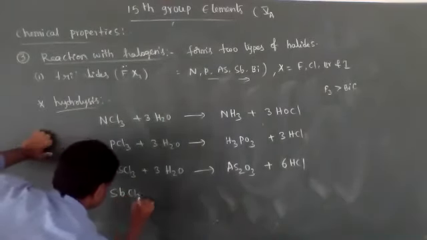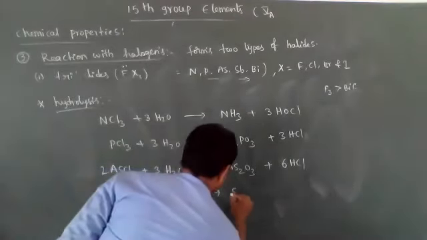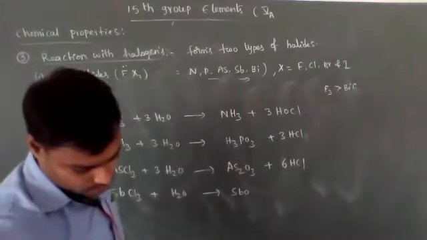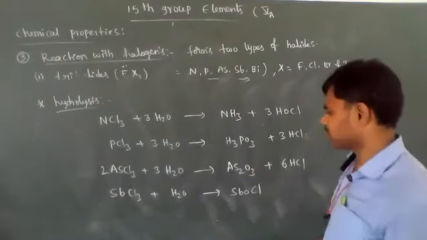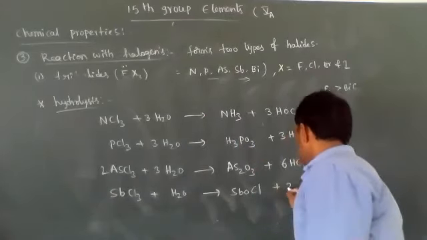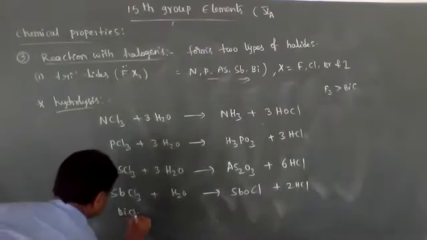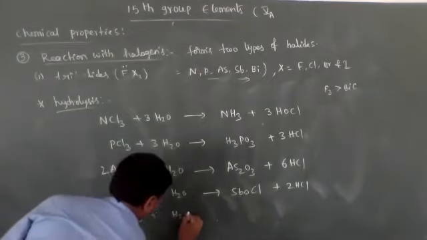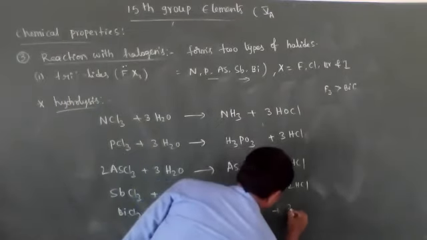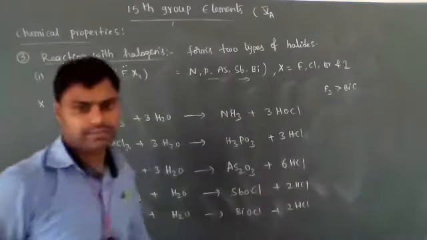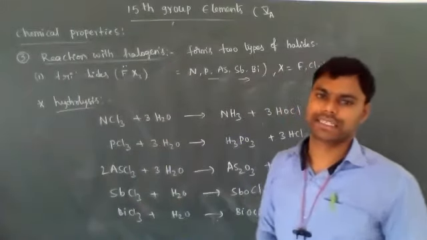Antimony trichloride is partially hydrolyzed to give antimony oxychloride, SbOCl, plus 2HCl. BiCl3 is partially hydrolyzed to give bismuth oxychloride, BiOCl, plus 2HCl. These are very, very important. So the hydrolysis nature in a group from top to bottom decreases.